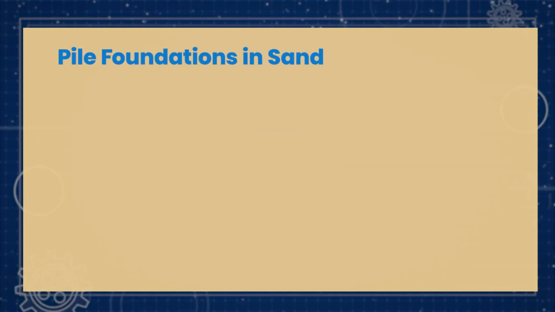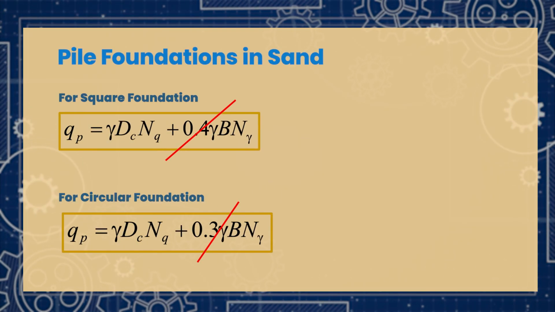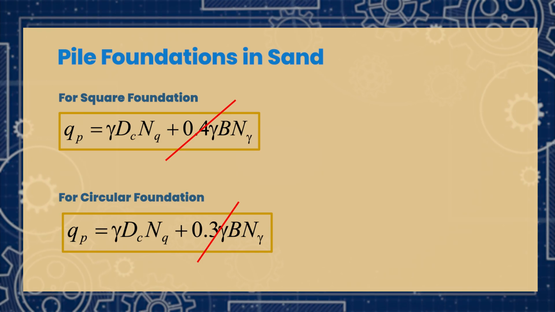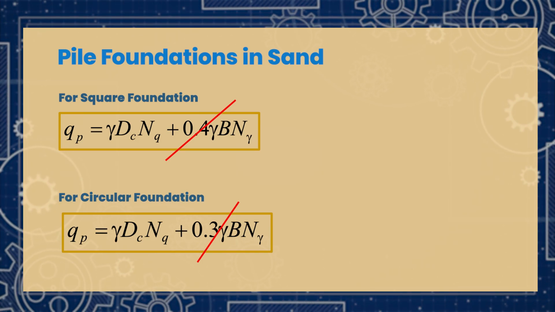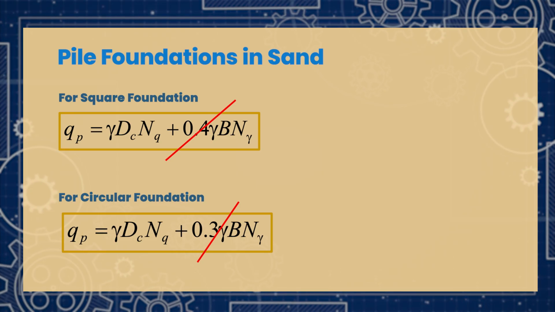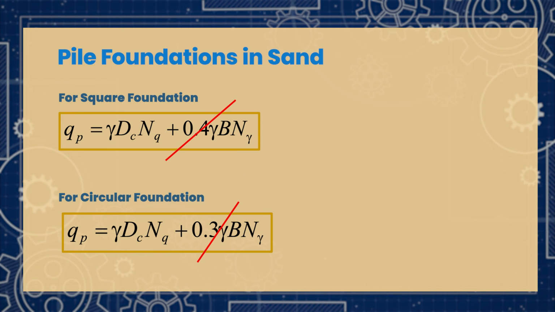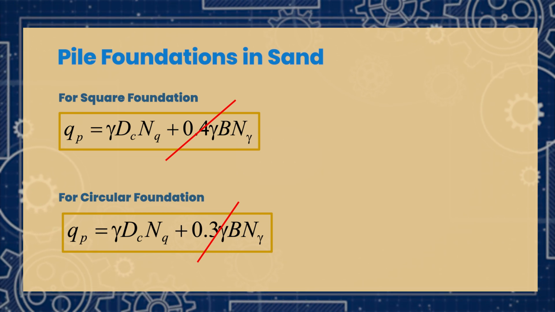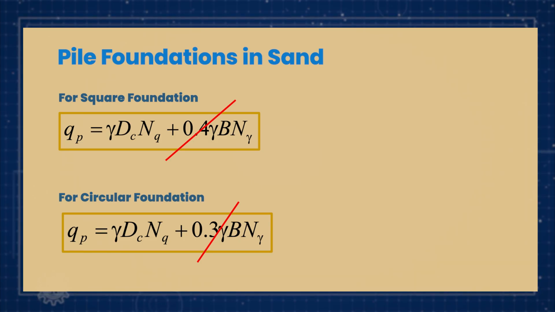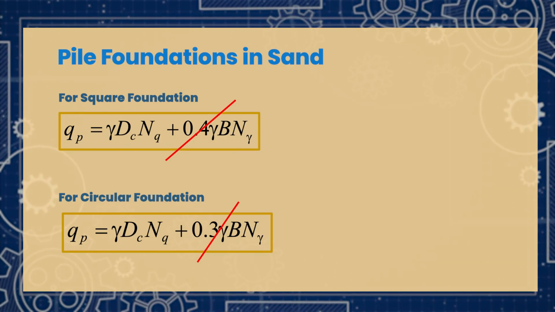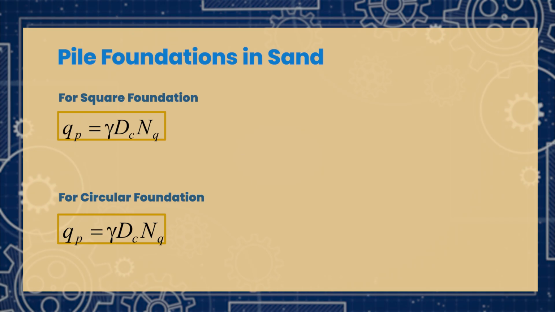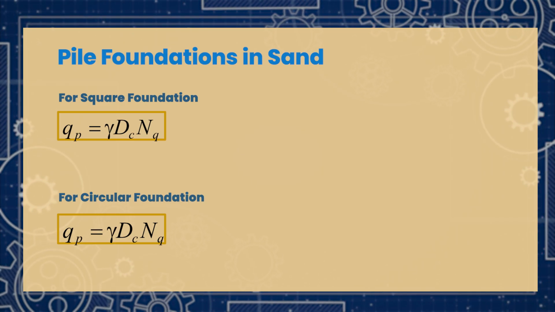We already understood the bearing capacity given by Terzaghi. In my previous slide I showed you that, but here if you see the right side term, 0.4 gamma B N gamma has been cancelled. The reason is that this is a circular pile, so the effect will be very small. That is why this term is not required, it is negligible. So when we are designing the pile, we will not consider this term. Only gamma, Dc and Nq are sufficient.